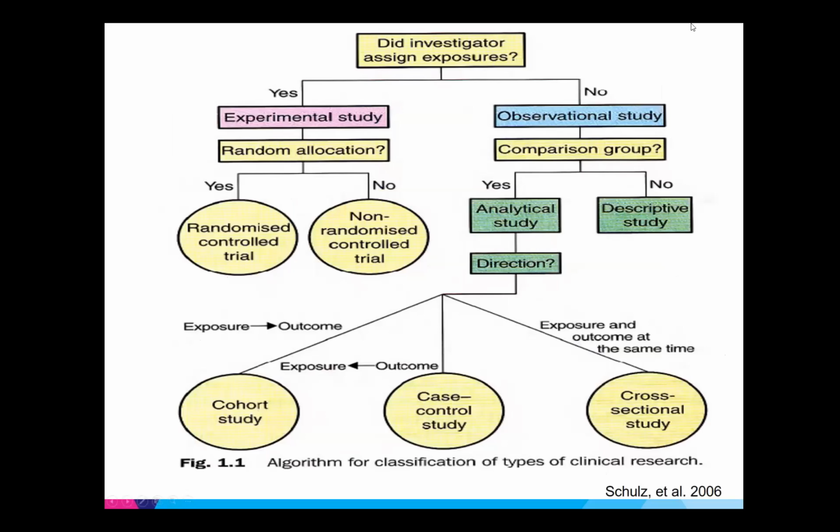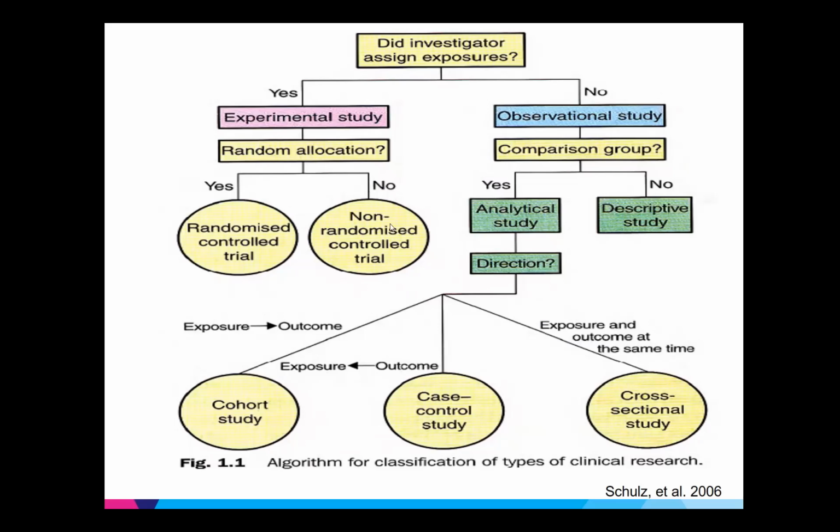So another way to look at this is by exposures. And so you have an investigator: did they assign exposures? Yes. So that's an experimental study. And now you look at randomization. Was there allocation randomization? Yes. That's an RCT.